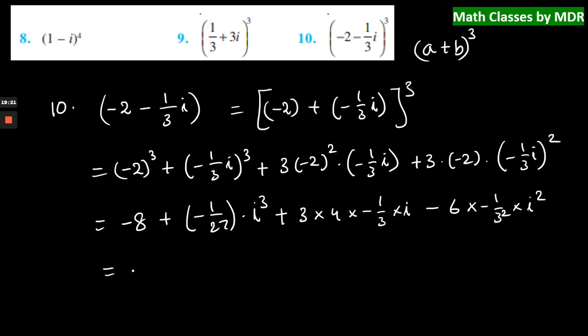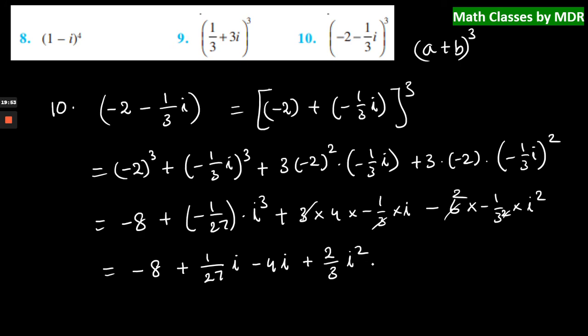That will be equal to minus 8, and this i cube is nothing but minus i. So minus i into minus 1 by 27, can I take directly? So plus 1 by 27 i. 3 gets cancelled here, and this is minus 4i. This is minus 4i, and 3 and 2 times, so that minus 2 into minus 1 by 3 plus 2 by 3 i square. This is what we have on simplifying it.